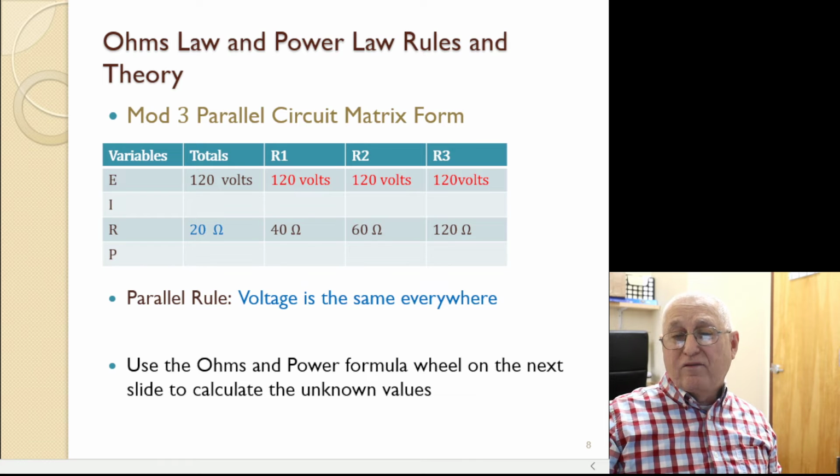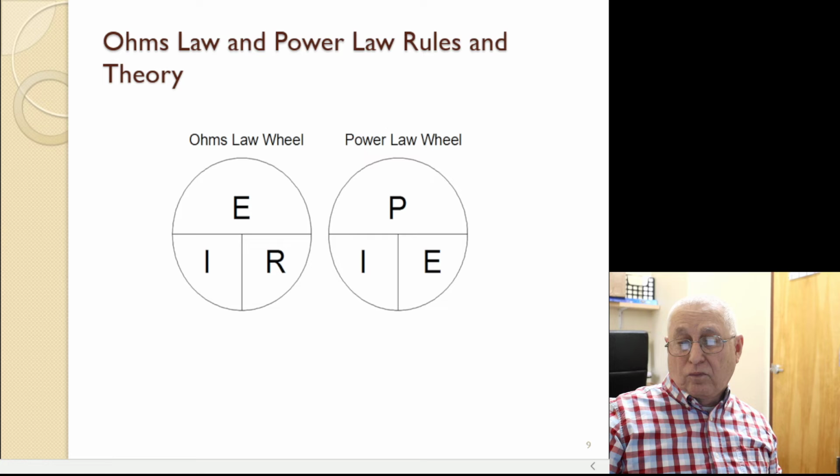Here we have 120 volts. It's the same everywhere. Here's that 120 volt source, 60 ohm resistor, and 40 ohm resistor. We have, excuse me, 20 ohms of resistance total. We want to find I. And here's the formula wheel.